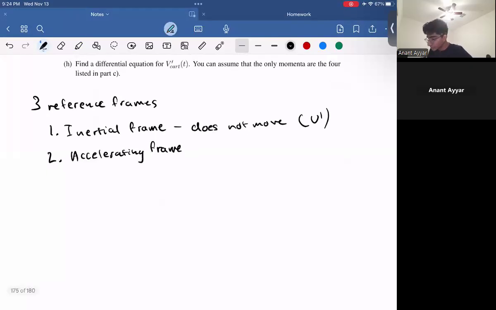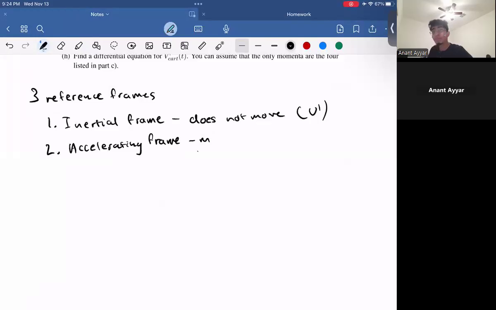And this moves with the cart. And so this is the most intuitive one because you're just basically following the cart around. And this is V tilde. And the last one is a slightly weird one that we're introduced to, the constant velocity frame.